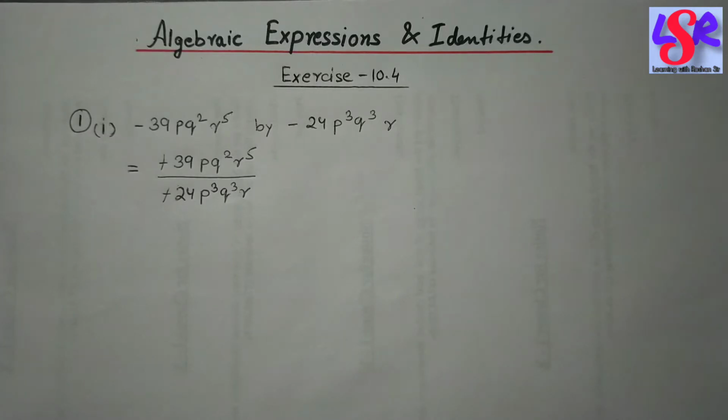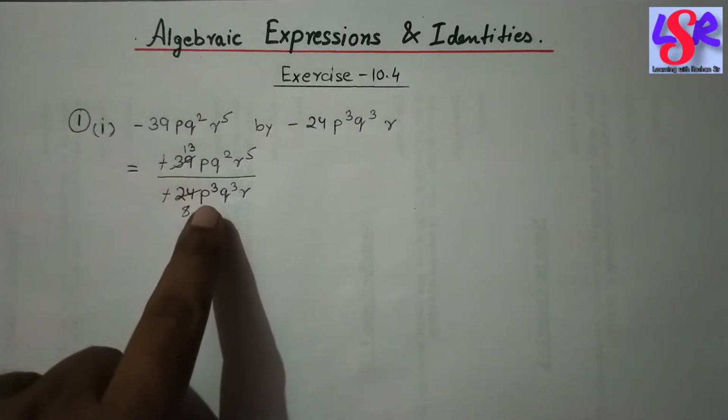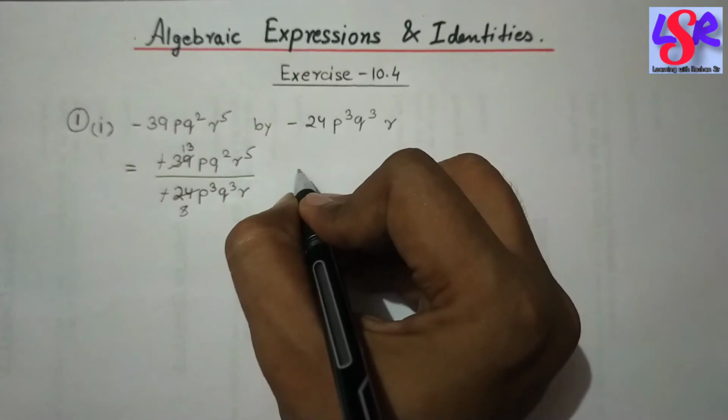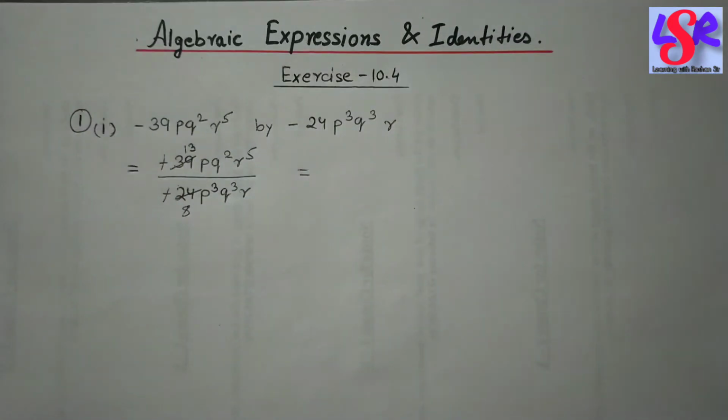Very first of all, we have cancelled the signs and now 39 and 24 can be divided by 3. We are going to reduce the literal terms also. So the final answer we will be getting 13 upon 8 r to the power 4 upon p square q.